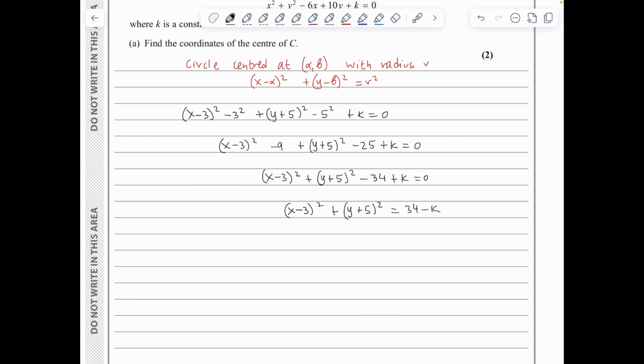This matches exactly the standard form here, and we can see that the center of this circle has coordinates (3, negative 5).